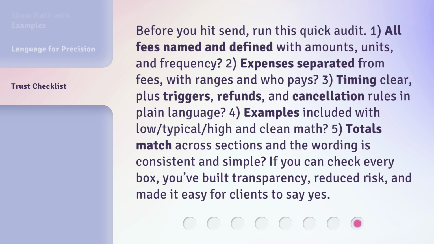4. Examples included with low/typical/high and clean math. 5. Totals match across sections and the wording is consistent and simple. If you can check every box, you've built transparency, reduced risk, and made it easy for clients to say yes.